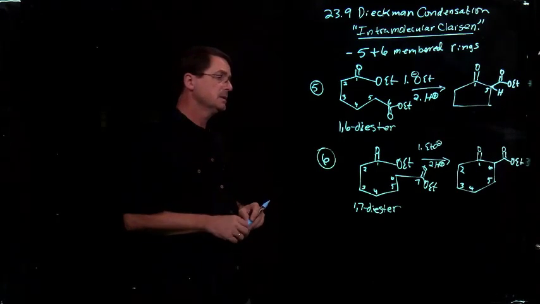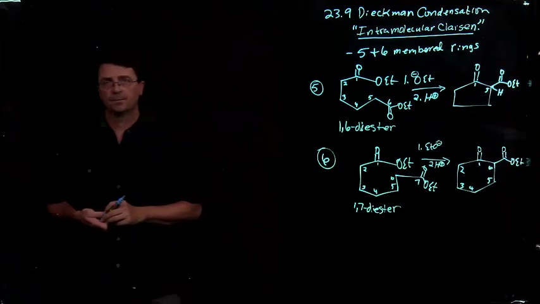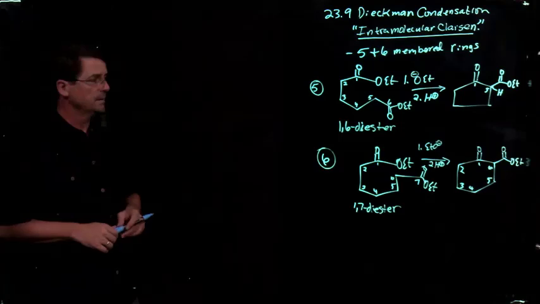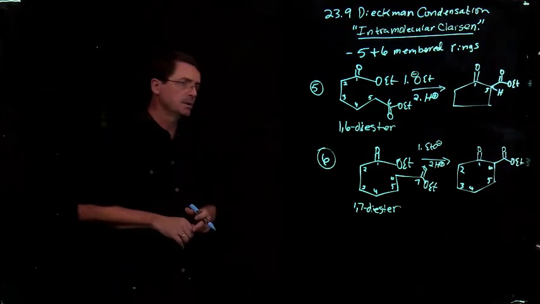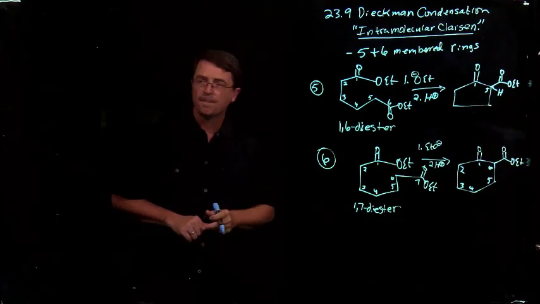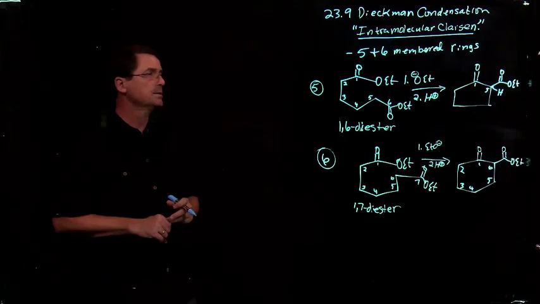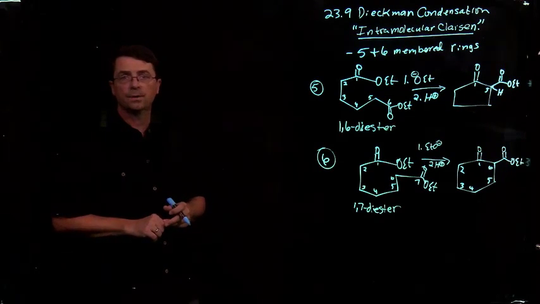And one of the key elements then is to use substituted systems in this chemistry. So you can have substituents around the ring in different places. All right, so take a look at the specific problems in the end of the chapter and in the workbook for the Dieckmann condensation 23.9.